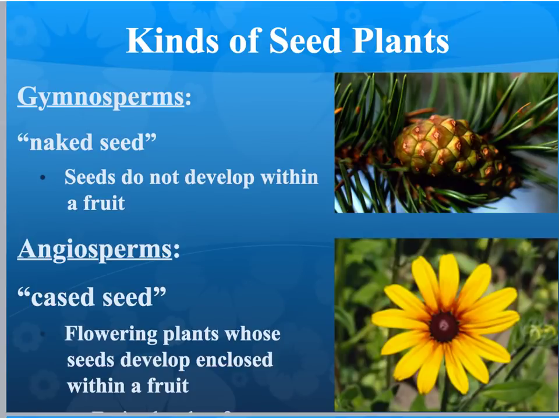And so at the bottom of your page 2, it says draw and label an example of a gymnosperm and an angiosperm. So on one half of that, I want you to write angiosperm, cased seed, and draw a little flowering plant that in turn produces fruit. And then on the other half, you should write gymnosperm, which means naked seed, and draw some type of pine or cone plant that produces cones where the seeds will be. And then that is it for our notes today.